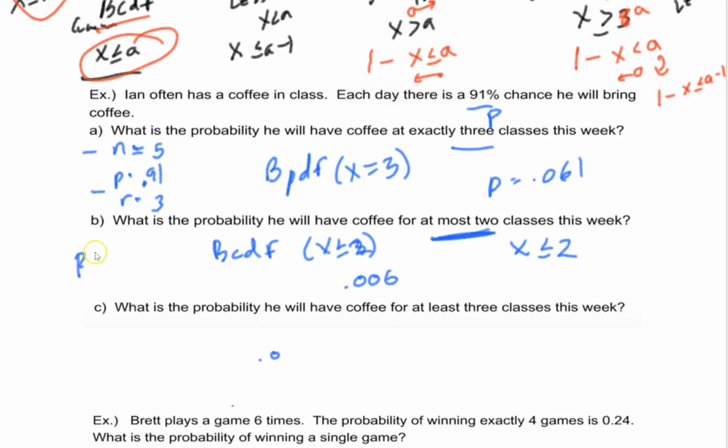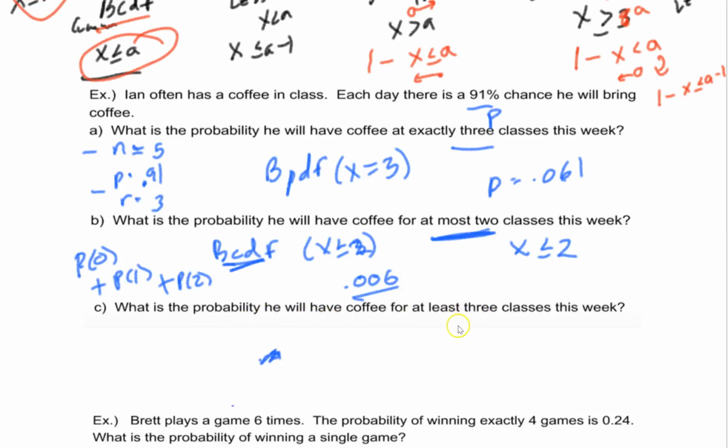Again, if you want to know what that's doing, for 2 classes, it's adding the probability of getting 0 coffee plus probability of getting 1 coffee plus probability of getting coffee twice a week. That's what cumulative frequency is. You're adding 0 plus 1 plus 2. 0 days a week, 1 day a week, plus 2 days a week. All encompassed by this binomial CDF. I get that answer.